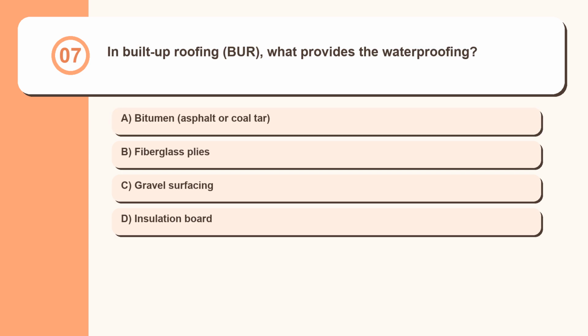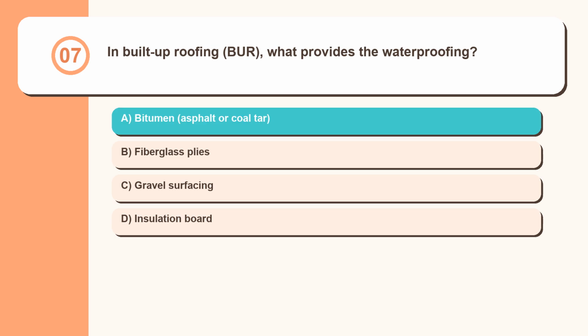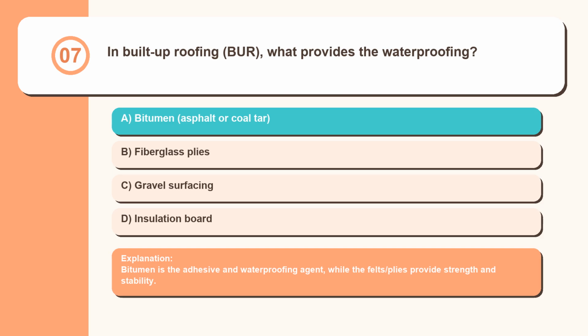Question 7. In built-up roofing, what provides the waterproofing? Bitumen (asphalt or coal tar), fiberglass plies, gravel surfacing, insulation board. Bitumen is the adhesive and waterproofing agent, while the felt/plies provide strength and stability.